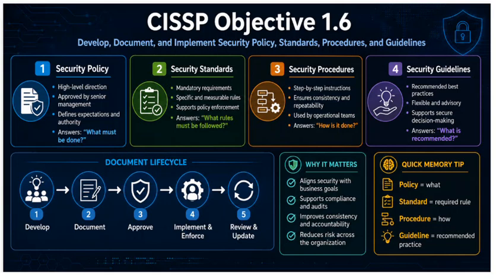Objective 1.6 of the CISSP focuses on how organizations create and use governance documents to manage security consistently. You must understand the difference between policies, standards, procedures, and guidelines, how they work together, and how they are essential for risk management, compliance, accountability, and operational security.